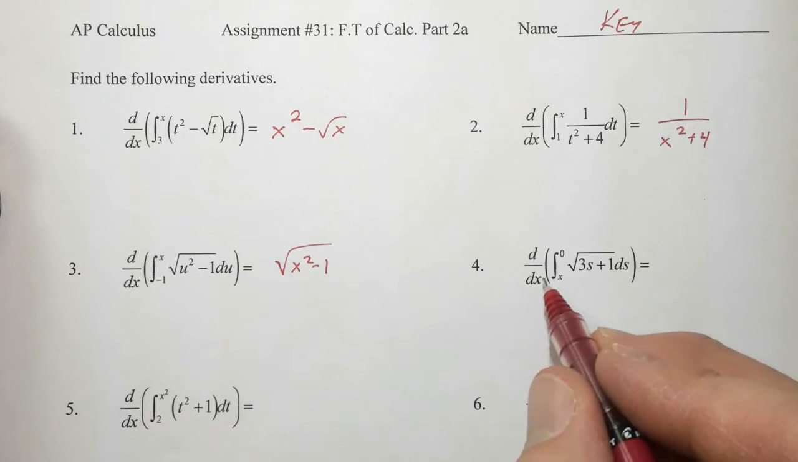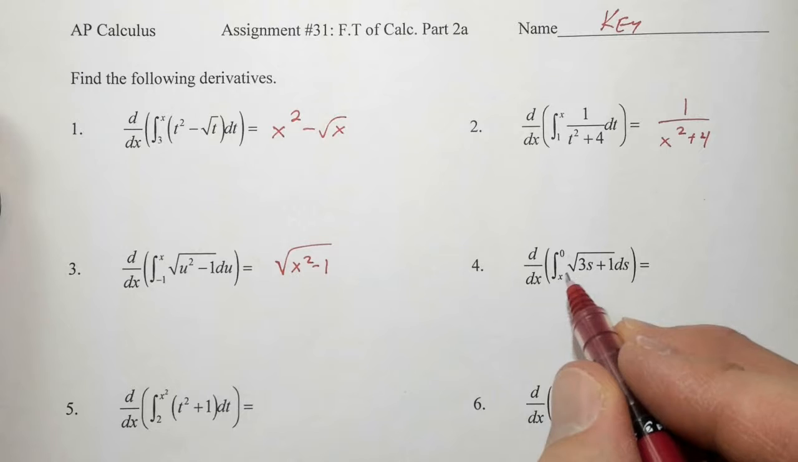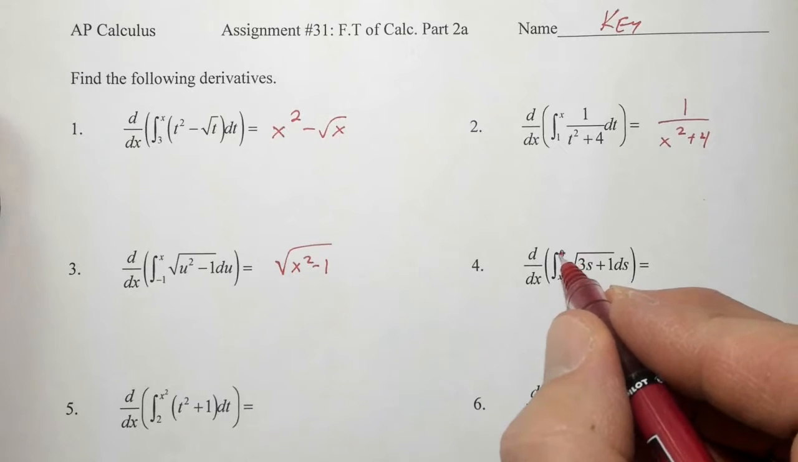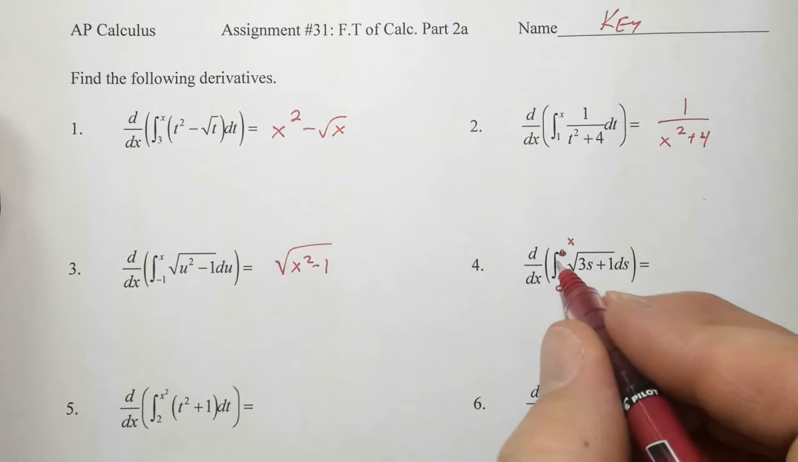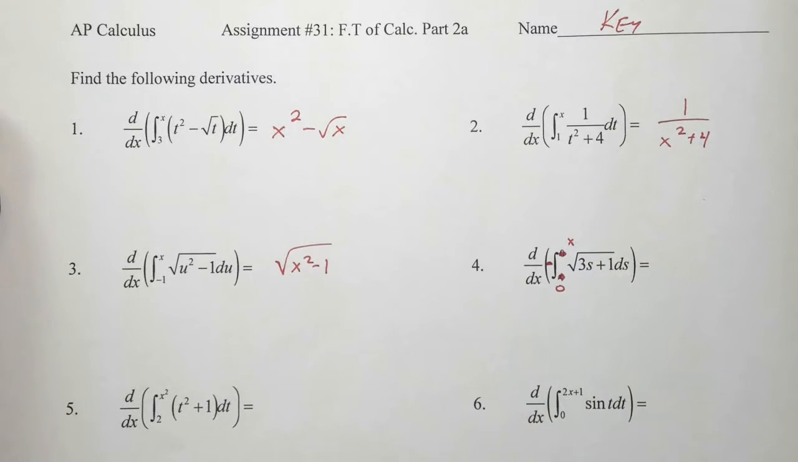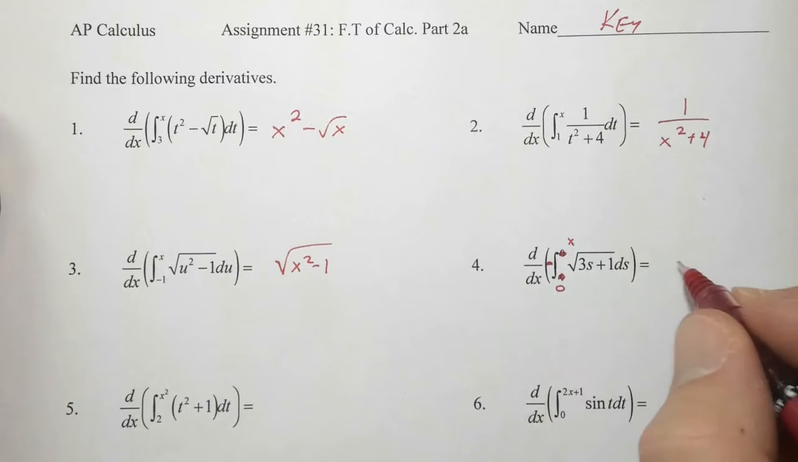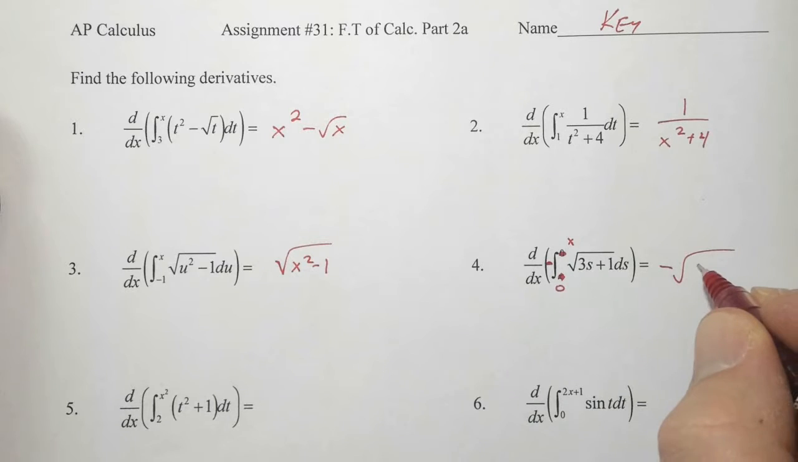Problem number 4, we see that the bounds are in the wrong spot. We want the x in the upper bound, so we're going to swap them. And the cost of swapping them is that we have to negate our integral. So we're going to end up having the opposite of the square root of 3x plus 1.